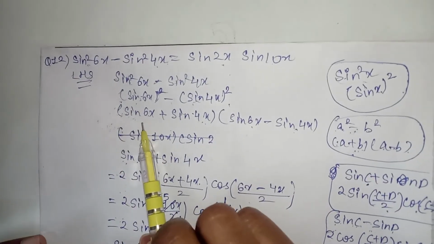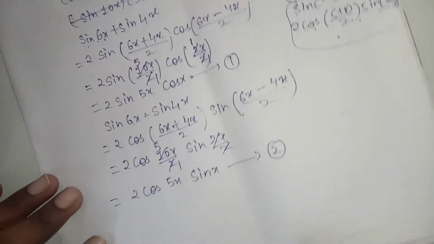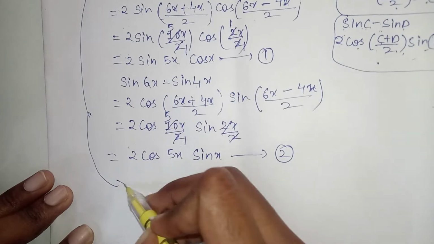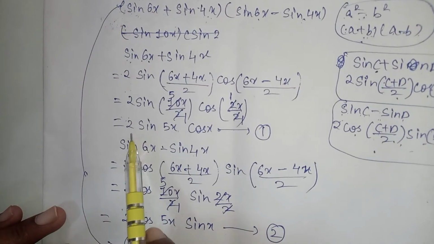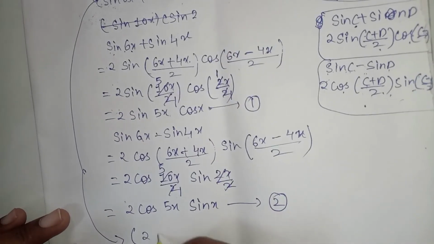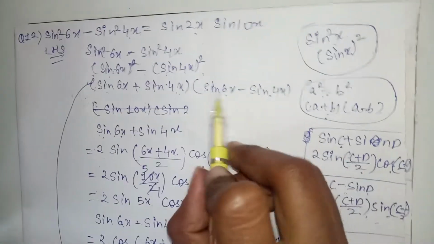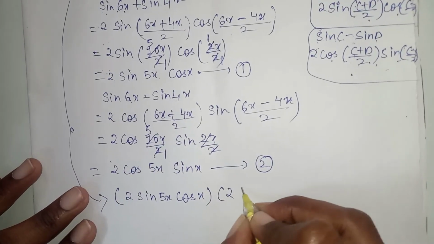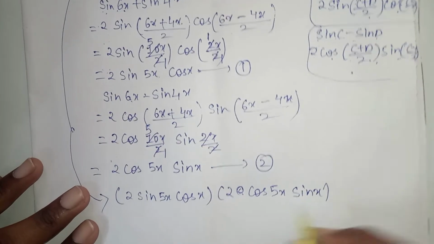First, sin 6x plus sin 4x, what did we get? 2 sin 5x cos x. I am writing this full again. I am substituting the values of sin 6x plus sin 4x, which is 2 sin 5x cos x. And again sin 6x minus sin 4x is what? 2 cos 5x sin x. So we have to solve this.